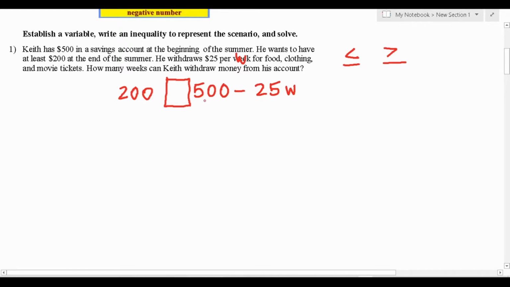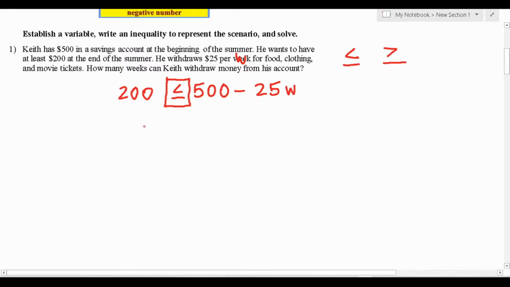This says that he wants to have this amount in his account, and it's got to be greater than or equal to $200. So in other words, the amount he's left with in his account has to be greater than or equal to $200 at the end of summer. So we're going to go with greater than or equal to. And at the end, we'll graph this on a number line to see why it makes sense. But that said, now we have identified a variable and written an inequality to represent the word problem. Let's go ahead and solve the inequality.